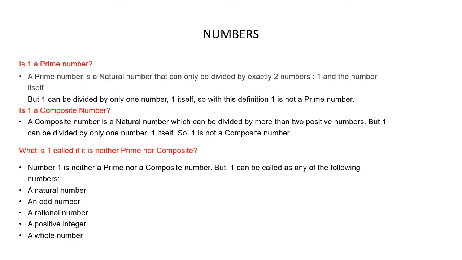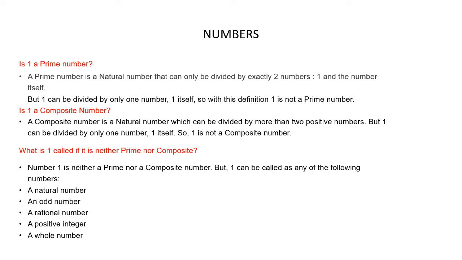Now let's look at the number 1. Many people have a doubt as to whether 1 is a prime number or not. Is 1 a prime number? Let's see the definition of a prime number. A prime number is a natural number that can be divided by exactly two numbers, 1 and the number itself. But 1 can be divided by only one number, that is 1. So with this definition, 1 is definitely not a prime number because it can be divided by only one number.